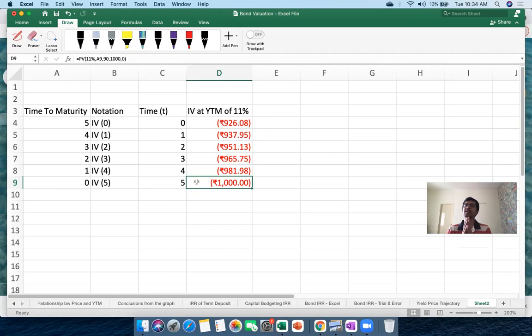Even forget mathematically, even if you think a little logically, if you know that this bond is going to pay you $1,000 after 1 minute, will you actually pay anything more than $1,000 for that? The answer is no, right? Because if you pay anything more than 1,000, that's going to be a loss for you.